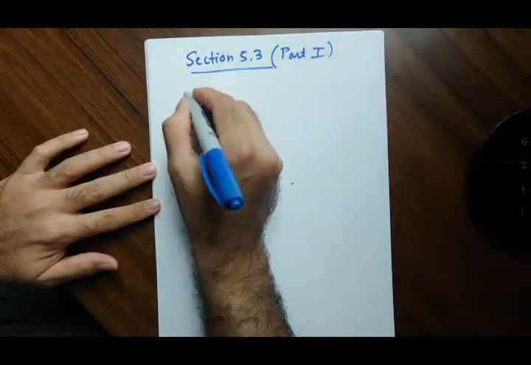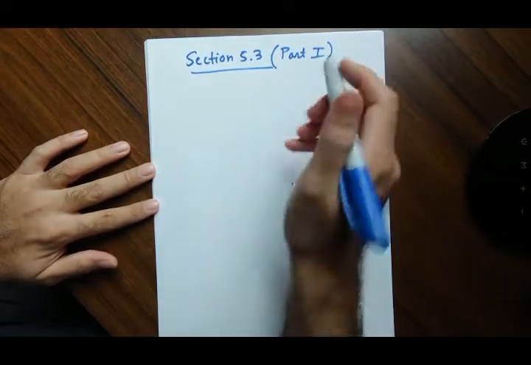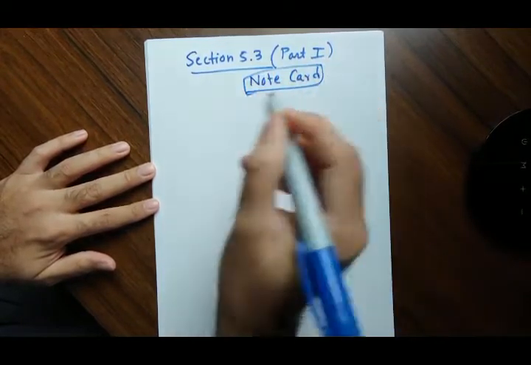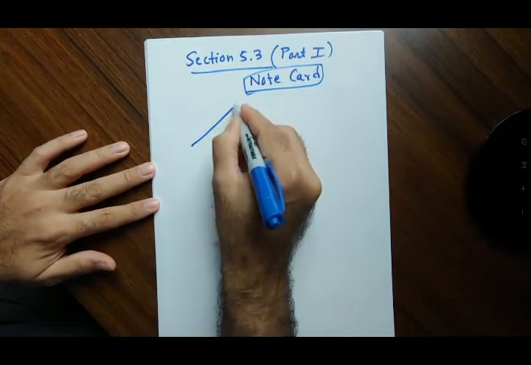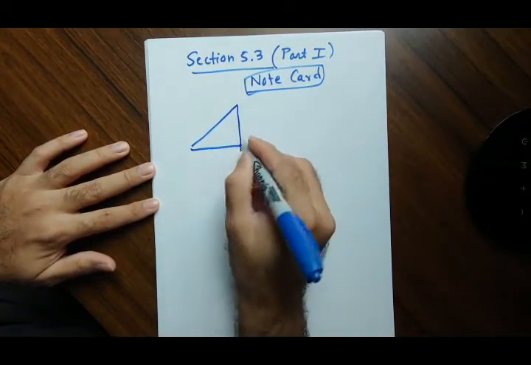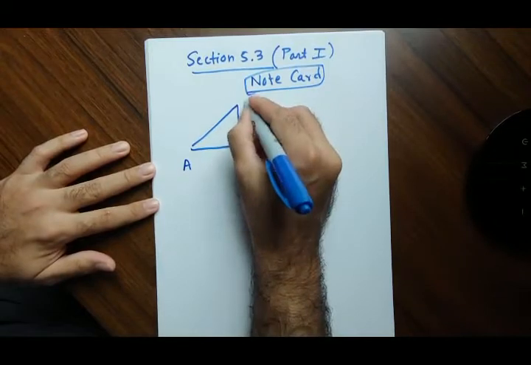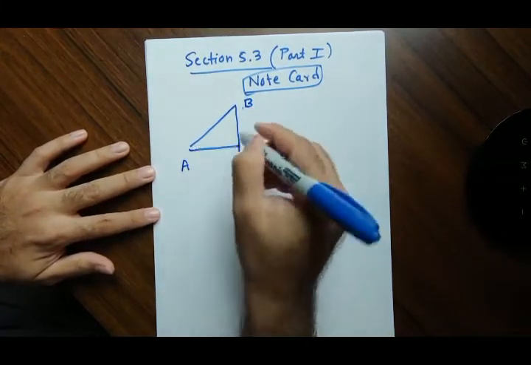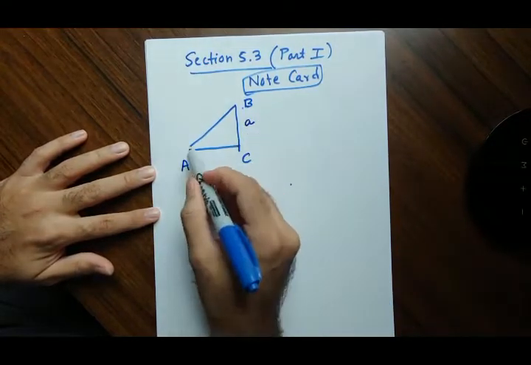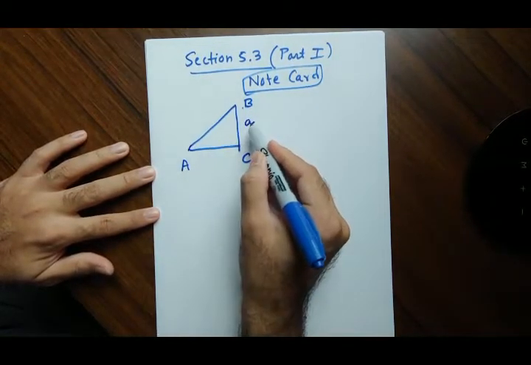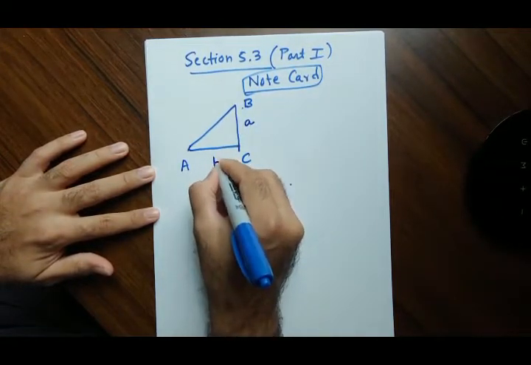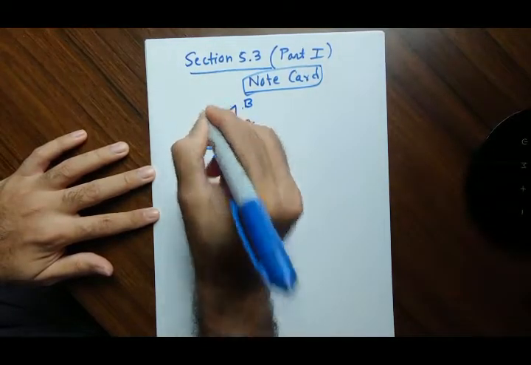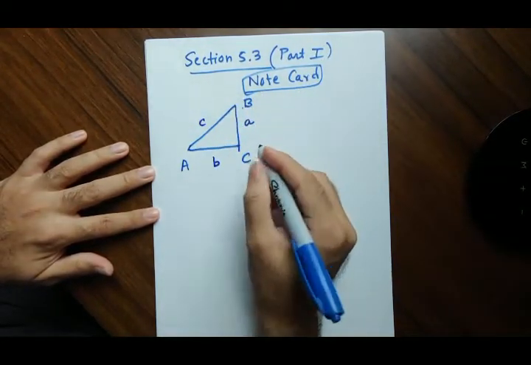So what are the important parts of 5.3? This is also something you can write in your note card. First of all, this is a right angle triangle, A, B, and C. The capital letter denotes the angle, and the small letter opposite to angle A is side a, opposite to angle B is small b, that's the side b, opposite to angle C is small c, that's the side c. So that's the standard notation.